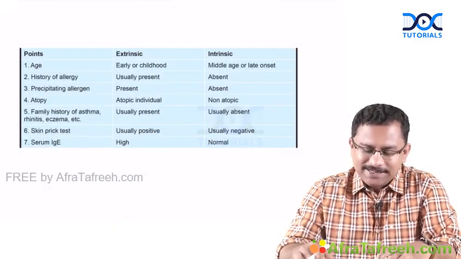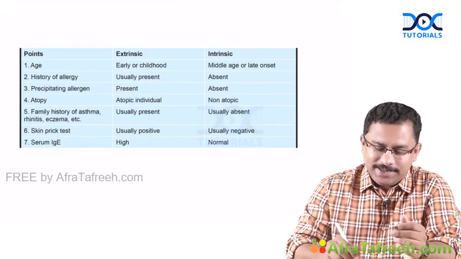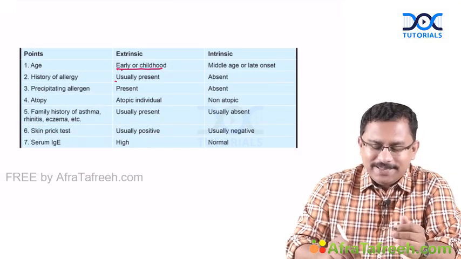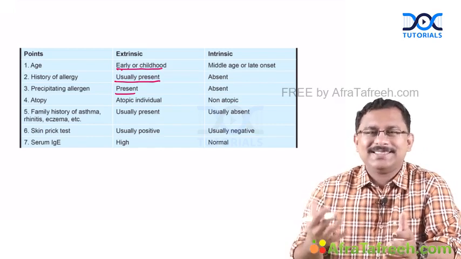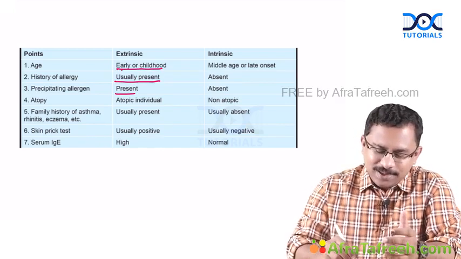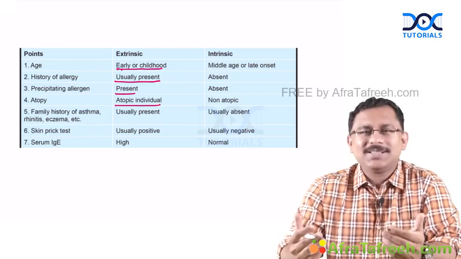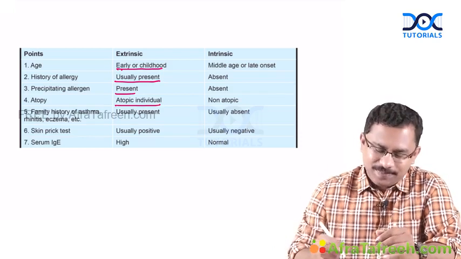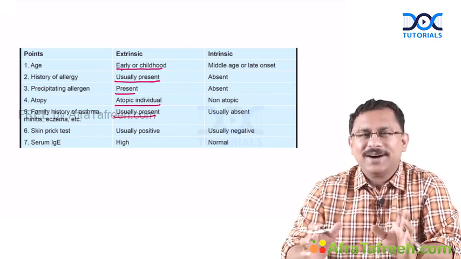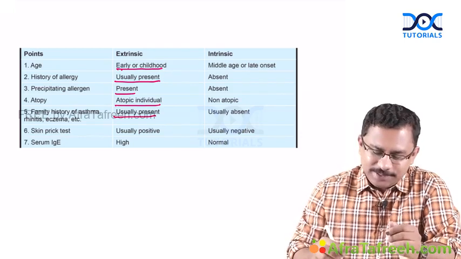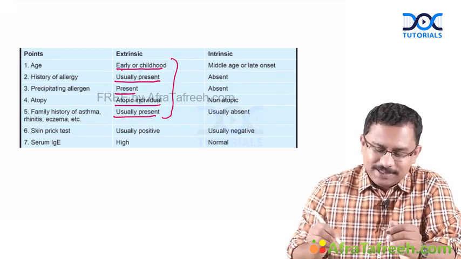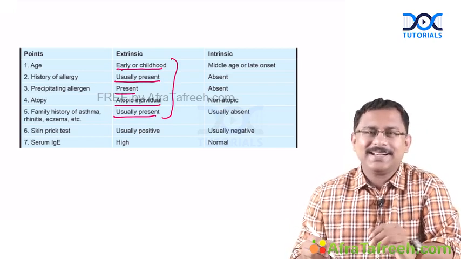The extrinsic asthma is the childhood onset asthma, where you have a history of allergy. You might have a history of an allergen that is triggering the episode. Maybe the individual has got some atopic tendency. There may be a family history of asthma, because I've already told you asthma has a genetic predisposition. So these are the main features of your extrinsic asthma.